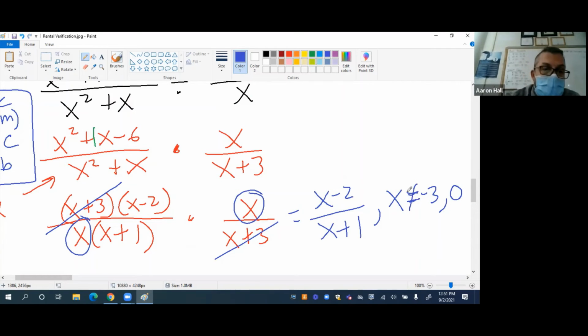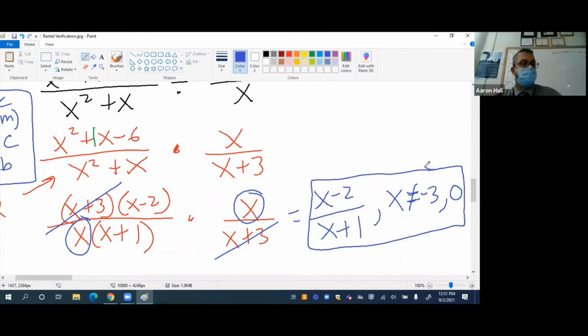Because what happens if this is 0? That would be 0 times something, and whatever this is, 0 times anything is 0. So it can't be 0. So that's my answer. That is my answer. Are we good?